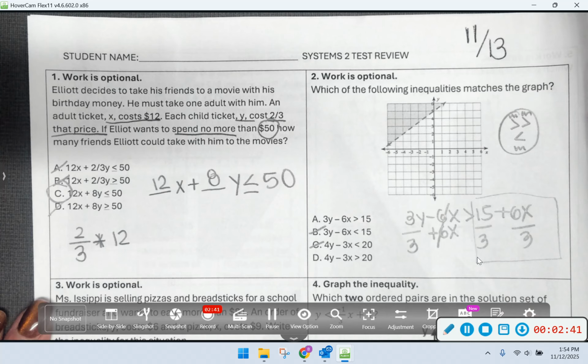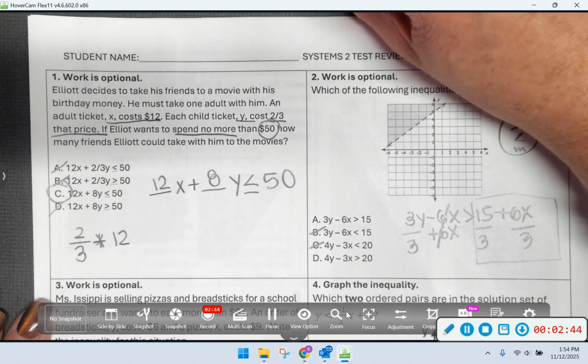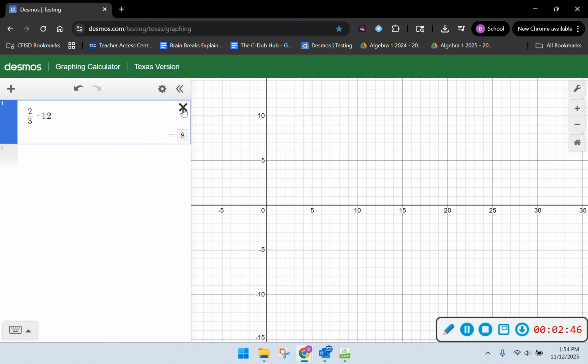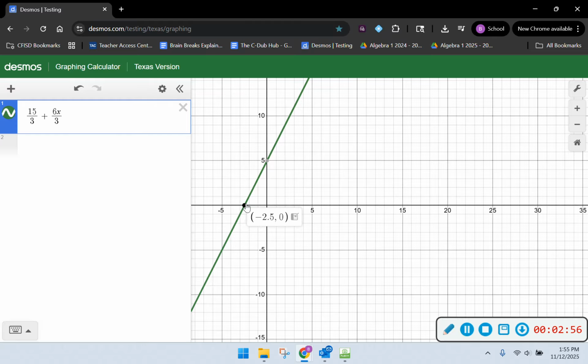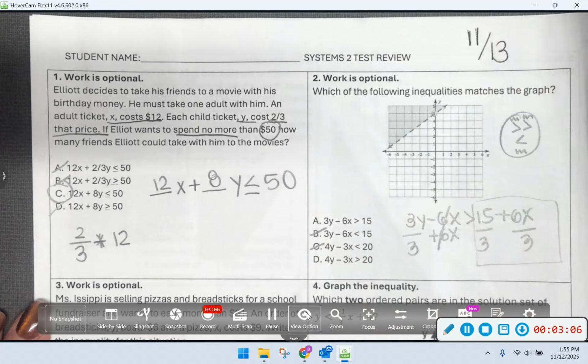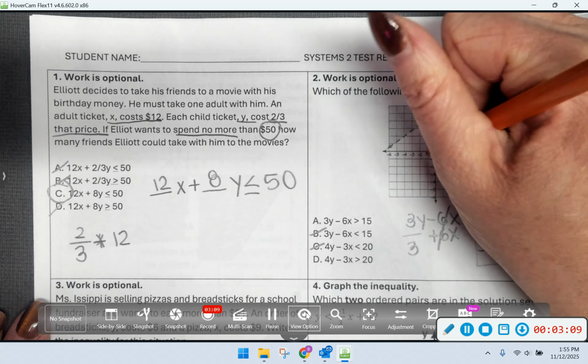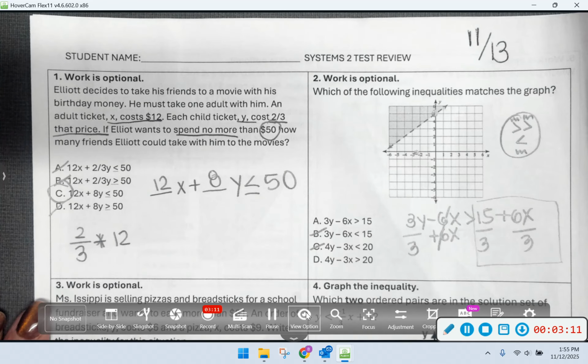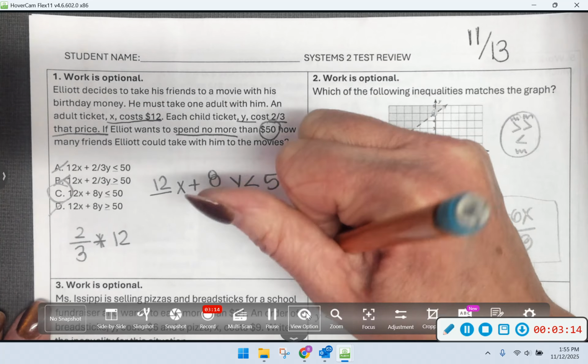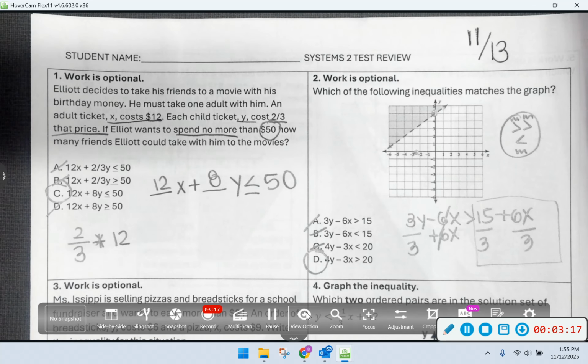Now we're going to type this into Desmos to see if it matches. So I'm going to go to Desmos. I'm going to type 15 divided by 3 plus 6x divided by 3, and I want my x-intercept and my y-intercept. So my y-intercept is 5, and my x-intercept is negative 2.5. I'm going to go back. My y-intercept is 5 here, but my x-intercept is not negative 2.5, so it cannot be A. So then my answer is going to be B. All right, moving on.